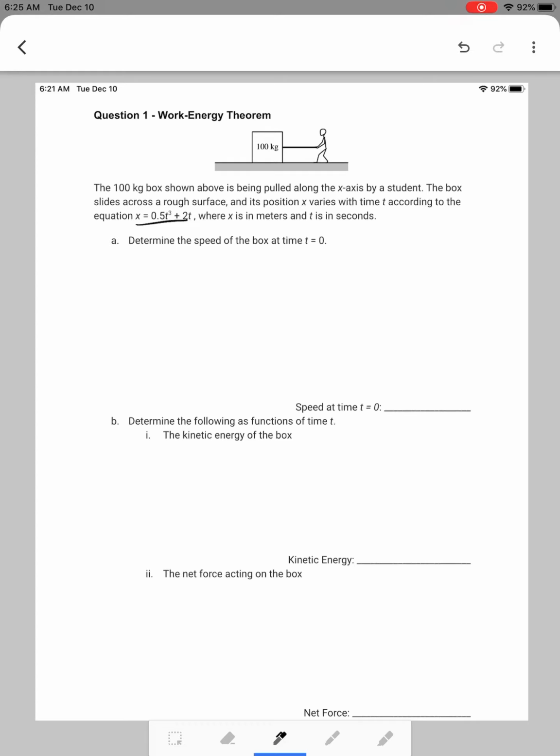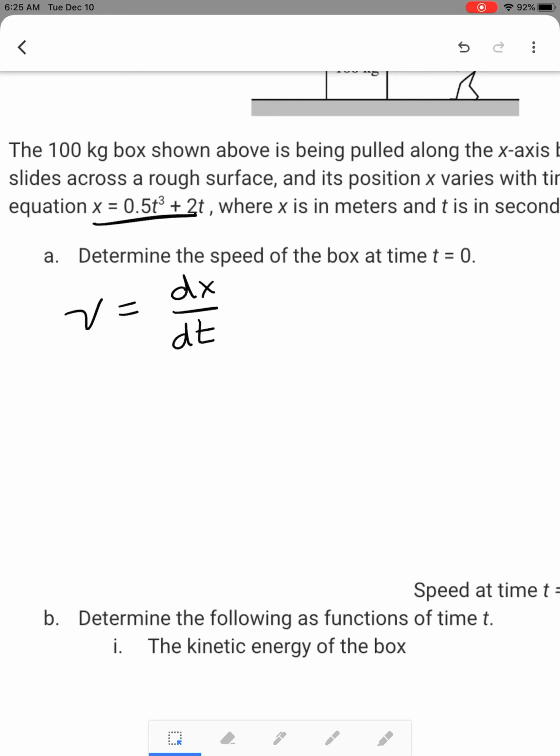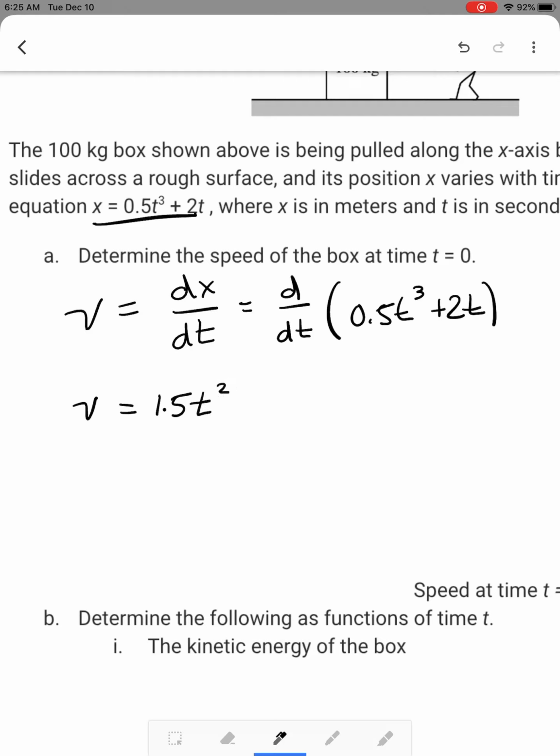So we know that speed or velocity is equal to the derivative of position, all right? So we just want to take the derivative of the function that's given to us. So we're going to take d/dt of 0.5 t cubed plus 2t. So that's just the power rule there. We get 1.5 t squared plus 2.